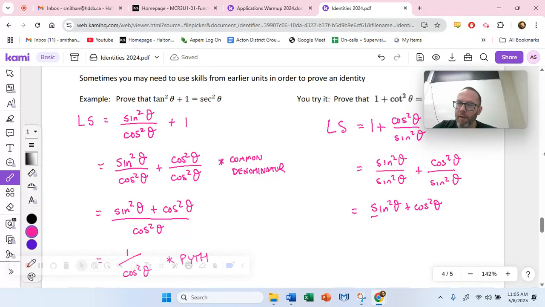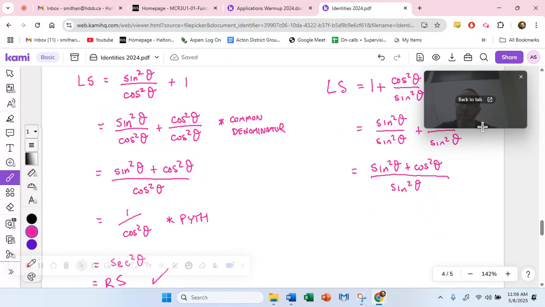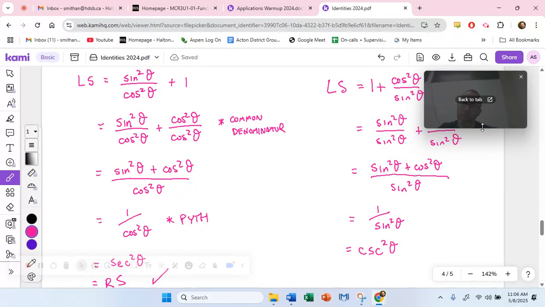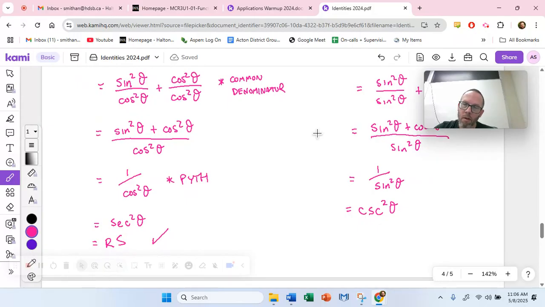Here the denominator is sine squared theta. Sine squared plus cosine squared is equal to 1. And the reciprocal of sine is cosecant. We did it. Yay us.